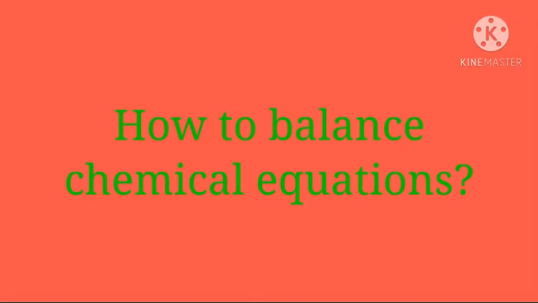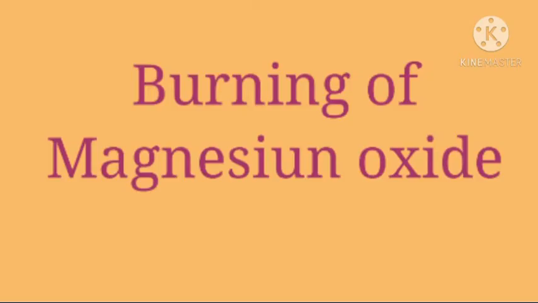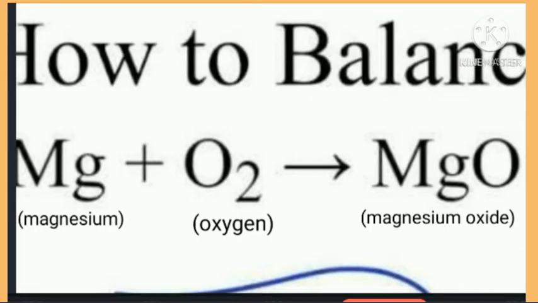Now students, the next topic is how to balance a chemical equation. A chemical equation is balanced by the following steps. For the first step, I am going to explain one example: burning of magnesium in the presence of oxygen. Magnesium burns in oxygen, and the product is magnesium oxide. The word equation is magnesium plus oxygen forms magnesium oxide. The formulae for the reactants are Mg and O2, and the formula for the product is MgO.